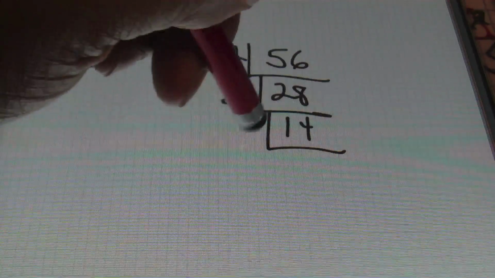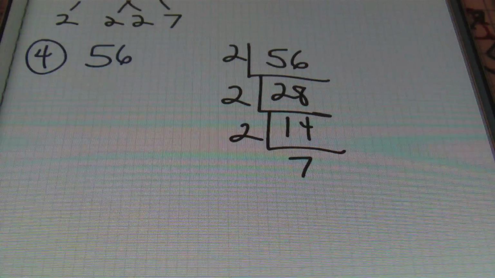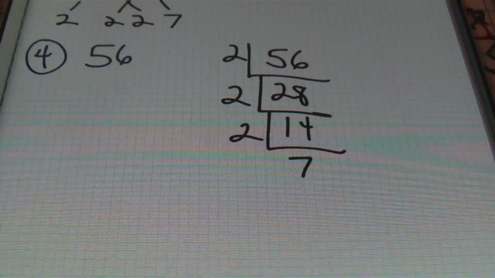Then 2 goes into 56, that's 28 times. And then I can say 2 goes into 28, 14 times. And then 2 goes into 14, 7 times. And that's it. Why is this starting to appeal to me?